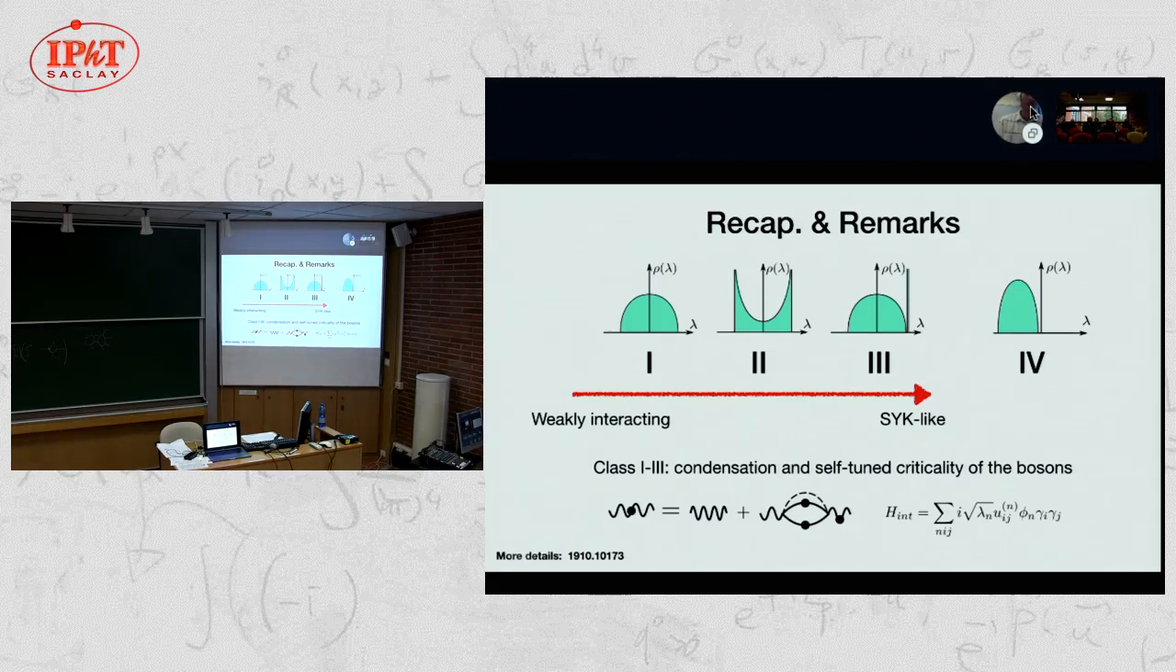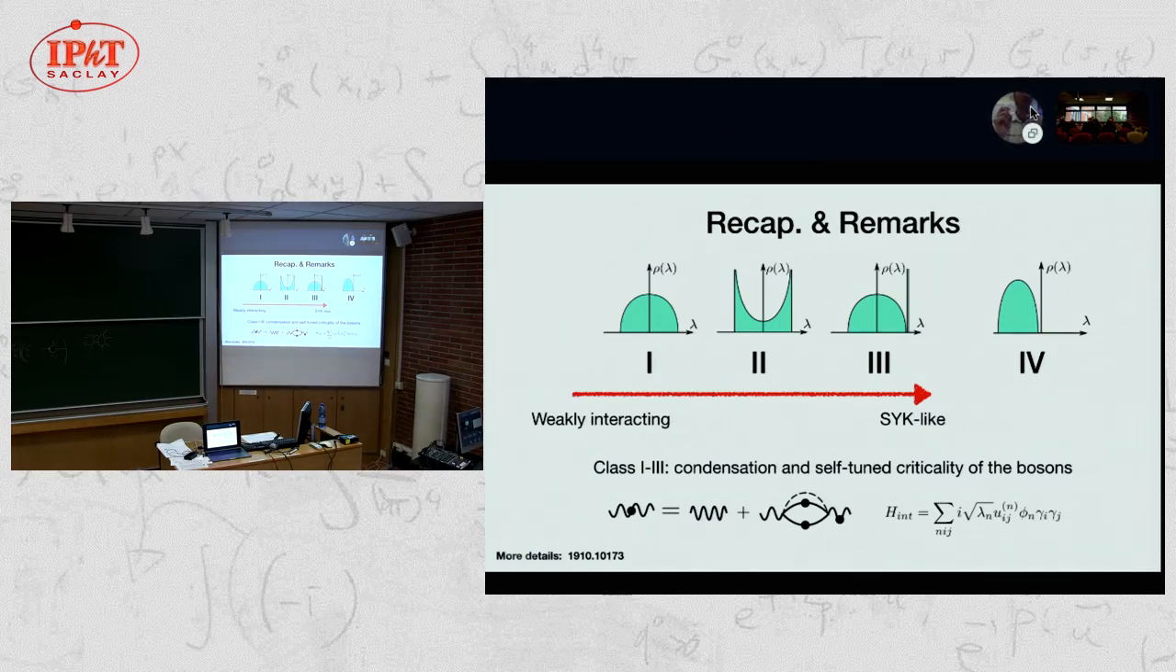So the answer is that class 3 and 4 are not stable with regard to two-body terms. So if you have two-body terms, the scaling dimension will change to a Fermi liquid scaling dimension. However, class 1 and 2 are stable with regard to two-body perturbations. The reason for that is that they are already marginal Fermi liquids.